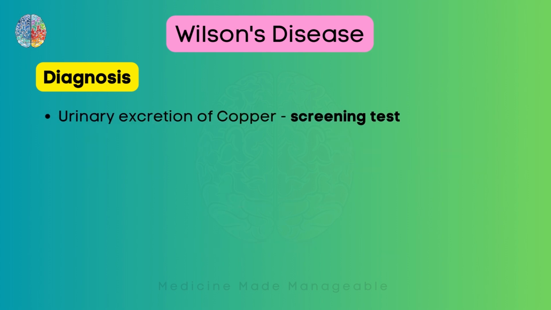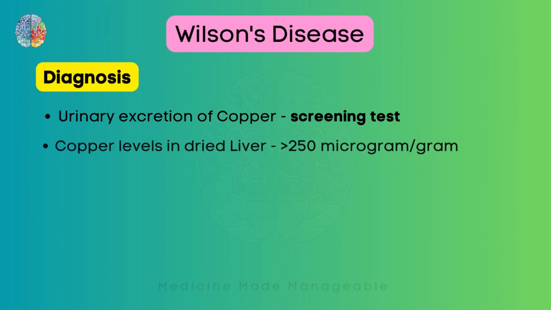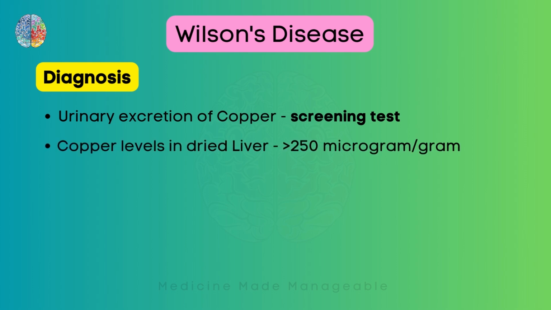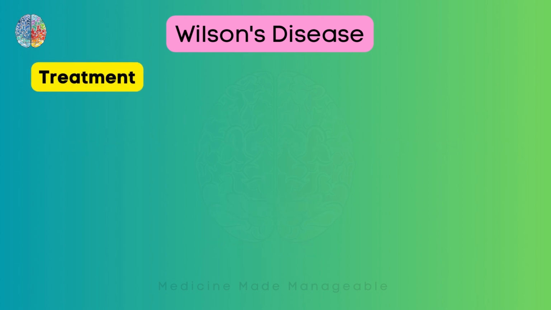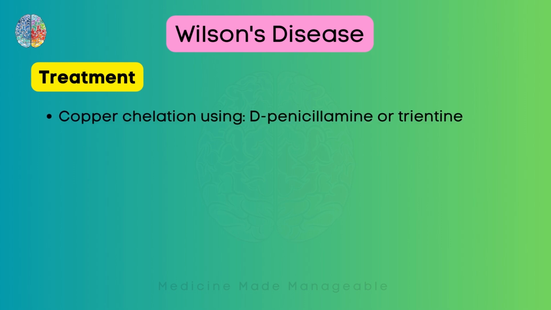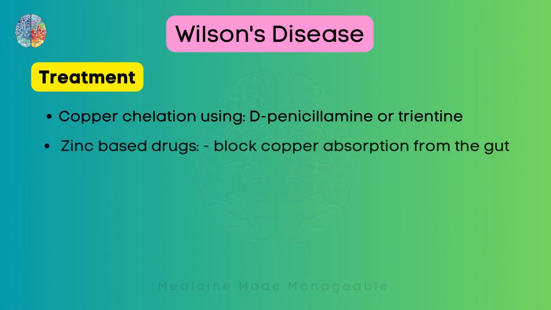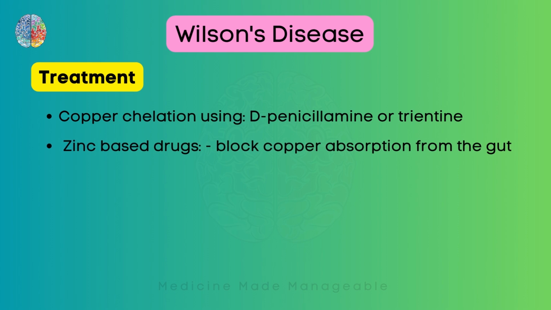You can also do a urinary test to see the copper, which will be a screening test. You can also check the copper levels in dried liver, and if you get more than 250 micrograms, this will be confirmatory. And for this test, you use the rhodamine stain. Important to remember. And lastly, how are you going to treat this condition? We can do copper chelation using D-penicillamine or trientine. Or we can use zinc-based drugs which block copper absorption from the gut.